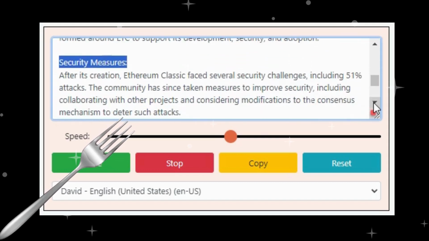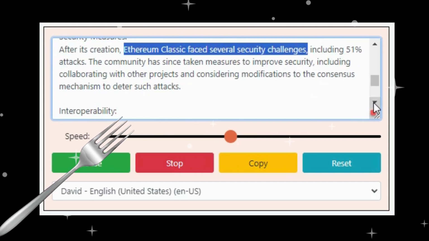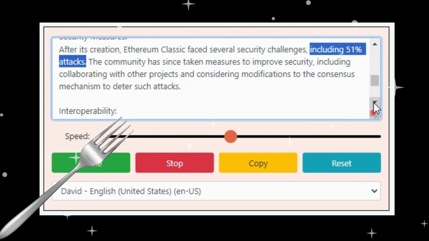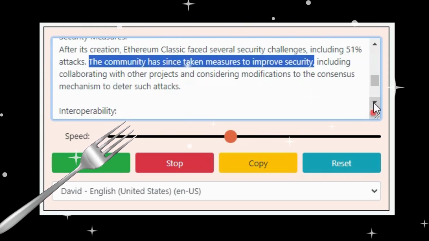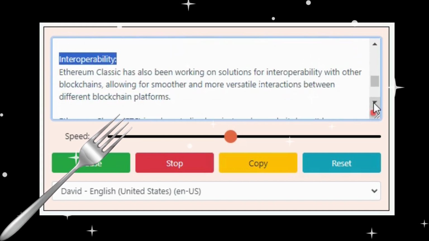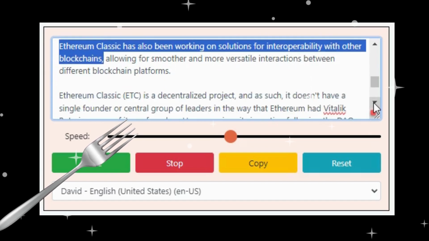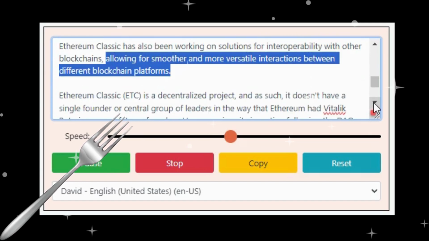Security and adoption. Security measures. After its creation, Ethereum Classic faced several security challenges, including 51% attacks. The community has since taken measures to improve security, including collaborating with other projects and considering modifications to the consensus mechanism to deter such attacks. Interoperability. Ethereum Classic has also been working on solutions for interoperability with other blockchains, allowing for smoother and more versatile interactions between different blockchain platforms.